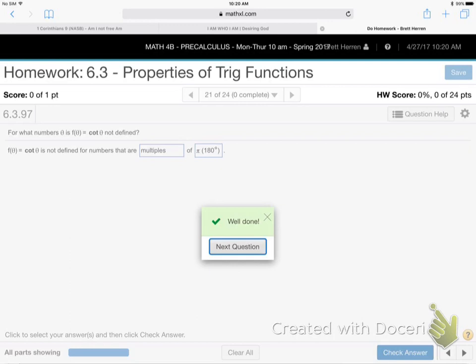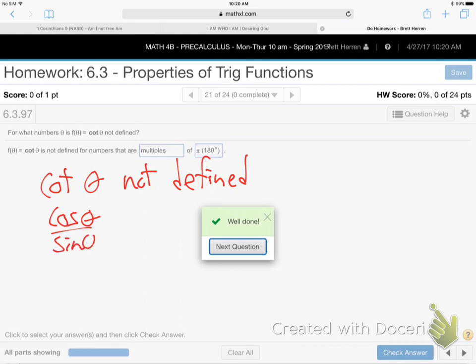Multiples of 180 are what? Okay, so they're asking me when cotan of theta is not defined. Let's think about that. How can cotan not be defined? 0 in the denominator. How do we ever get anything not defined in math? Denominator 0. So what's the definition of cotan? Cosine over sine. So when sine equals 0, it's going to be not defined, because the denominator is 0.